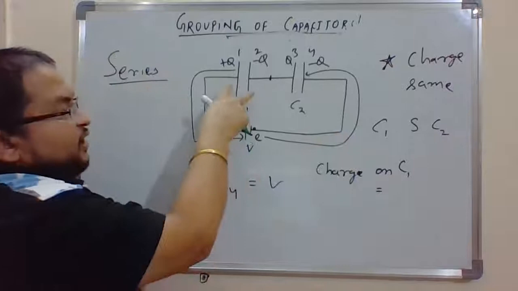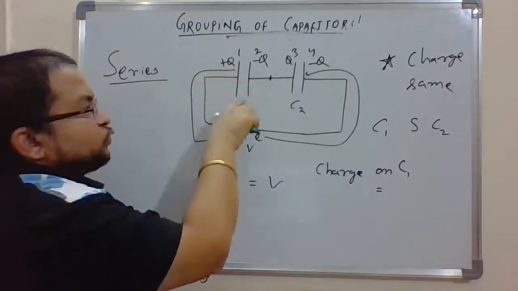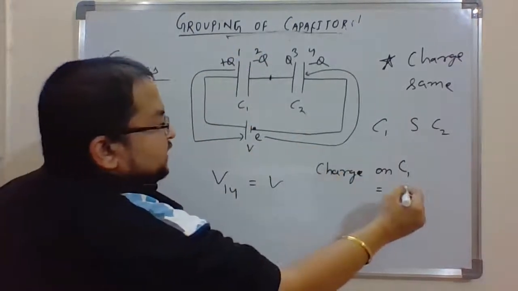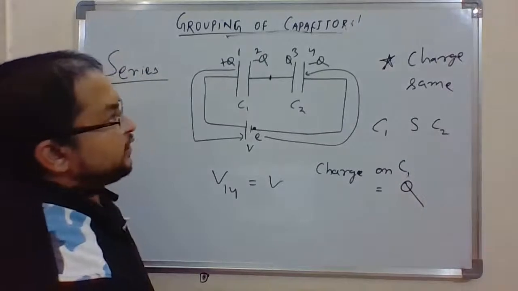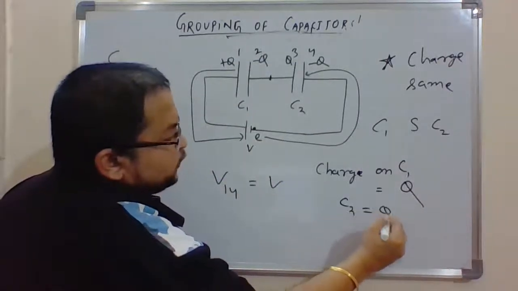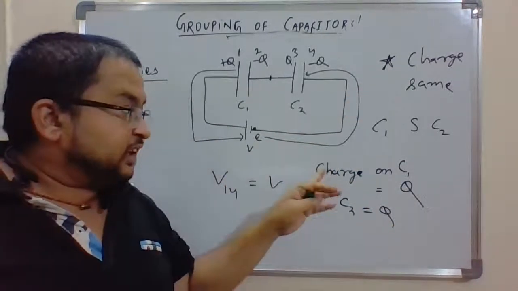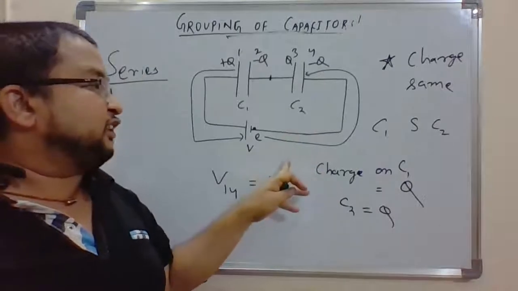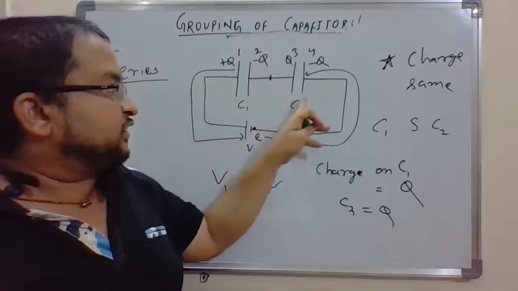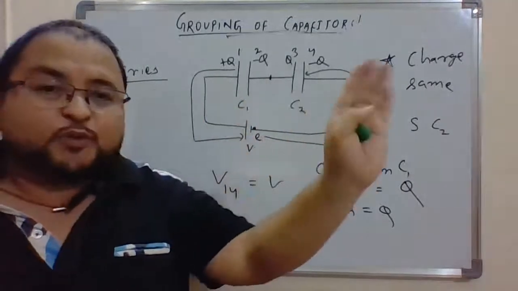We say that when one plate of a capacitor is given charge plus q and another plate of the capacitor is given charge minus q, the charge on the capacitor is called q, right? So the charge on C1 is also q, the charge on C2 is also q. So by this analysis also we have established that when two capacitors are in series, then obviously the charge across them would be the same.